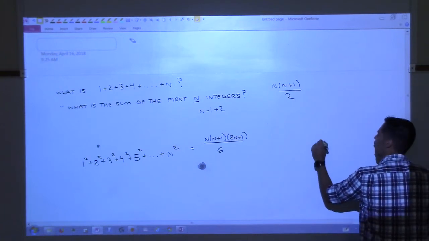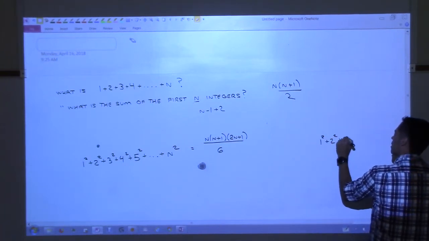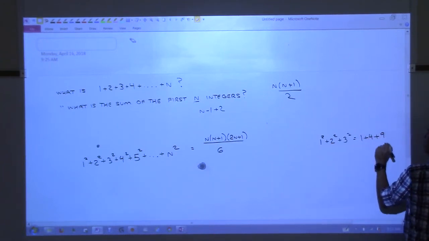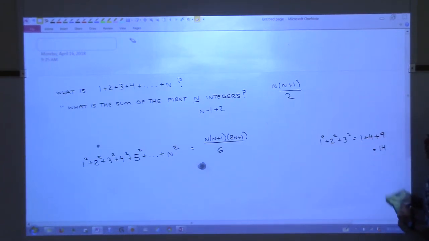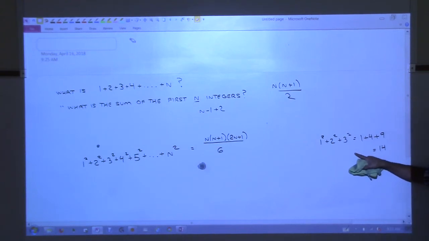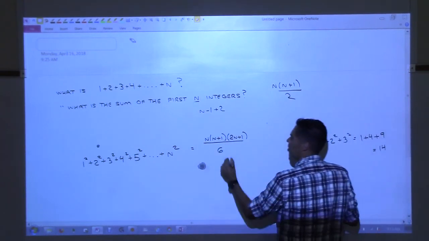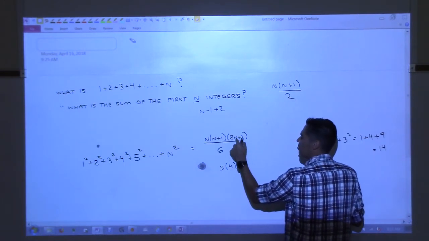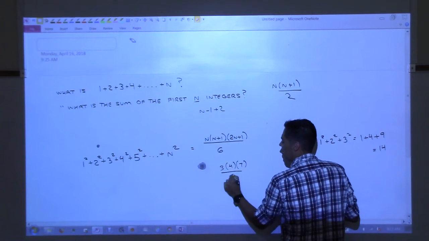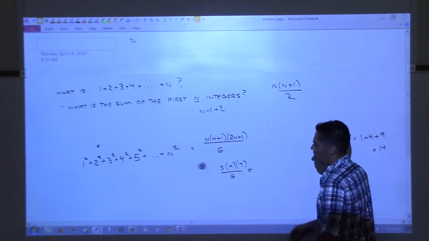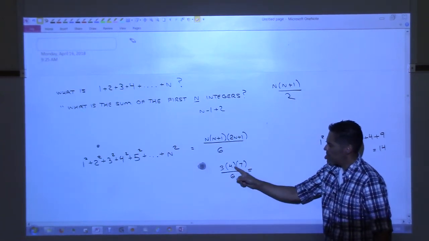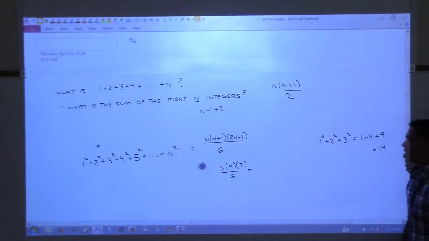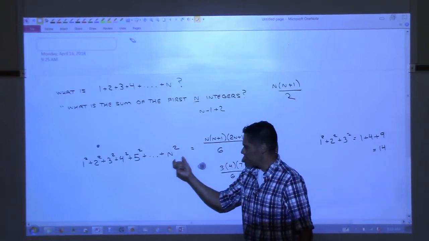So let's just check it. What would 1 squared plus 2 squared plus 3 squared be? Well, that's 1 plus 4 plus 9. That's 14. Okay? What was n for us here? 3. So if I plug 3 in here, I get 3 times 3 plus 1 is 4, and then 2 times 3 is 6 plus 1 is 7, and then all that divided by 6. And I believe that's 12 over 6, 2 times 7, 14. Yeah, it works. Okay, so it worked, right? You just have to trust that it works for every single n out there.